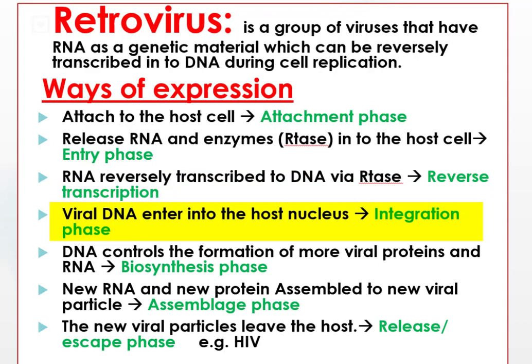The viral DNA, once it gets reversely transcribed, enters into the host nucleus and integrates with the host's DNA. After this DNA is integrated into the host's genetic material, it controls the formation of more viral proteins and viral RNA. The new RNA and new proteins, after they get synthesized in the cytoplasm, assemble into new viral particles. After assembly, the new viral particles leave the host cells. Examples of retroviruses are HIV.